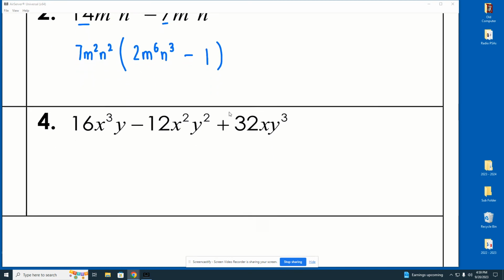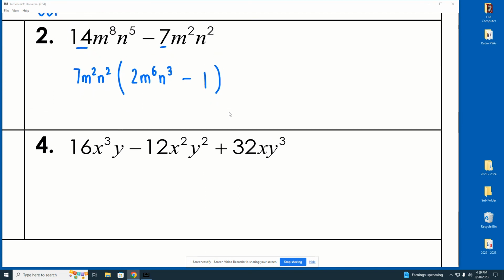So let's look at this next one. 16, 12, and 32. So I always start with this one, 12, and I go through the factors. 12 definitely won't go into 16. 6 also will not. 4. Will 4 go into 16? Absolutely. Will 4 go into 32? For sure. So my greatest common factor numerically is a 4.